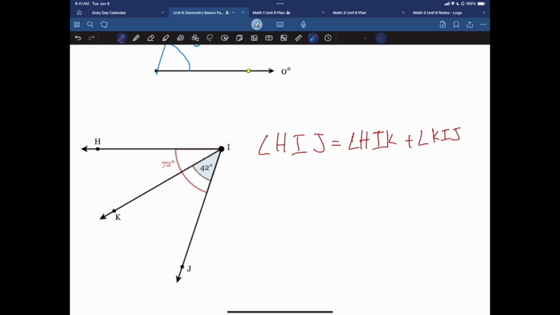This is also another example of why, if we have multiple angles coming off the same vertex, we don't use just angle I, because you don't know if I'm talking about this angle or the big angle. Now we have some numbers. We know that angle KIJ is 42 degrees, so I'm going to plug that in. We don't know what HIK is, so we'll call this angle HIK. And the big angle, HIJ, is 72 degrees.